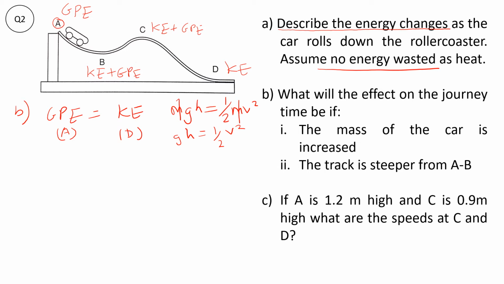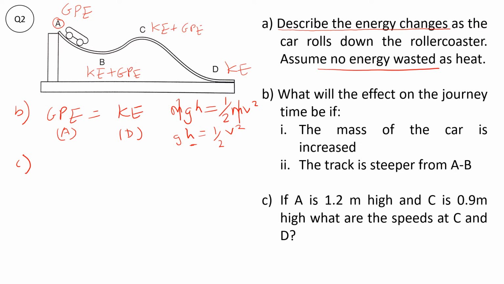If we make the track steeper from A to B, that has no effect, because the only thing that affects the final speed is the height, okay, not the steepness. Let's have a look at question C.